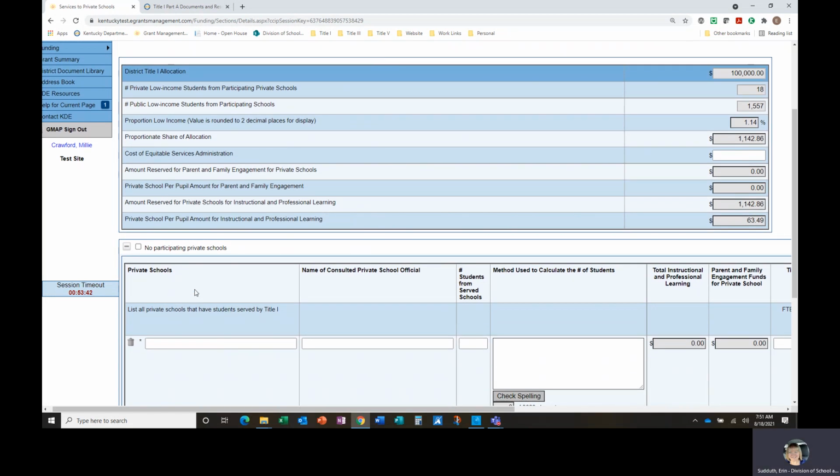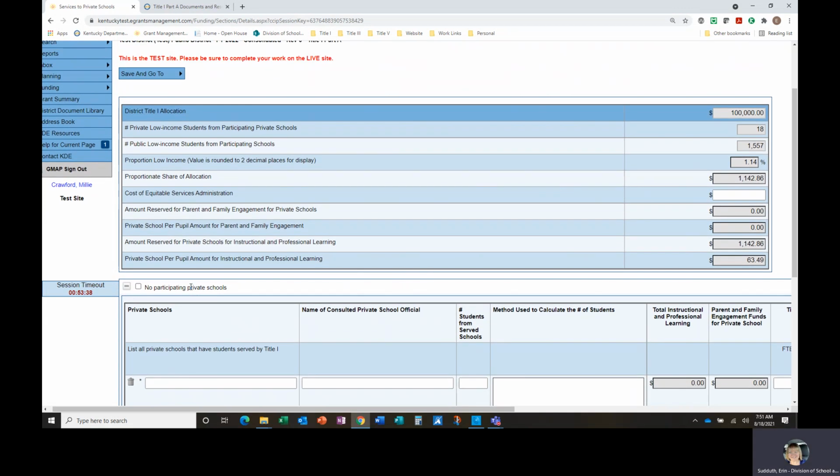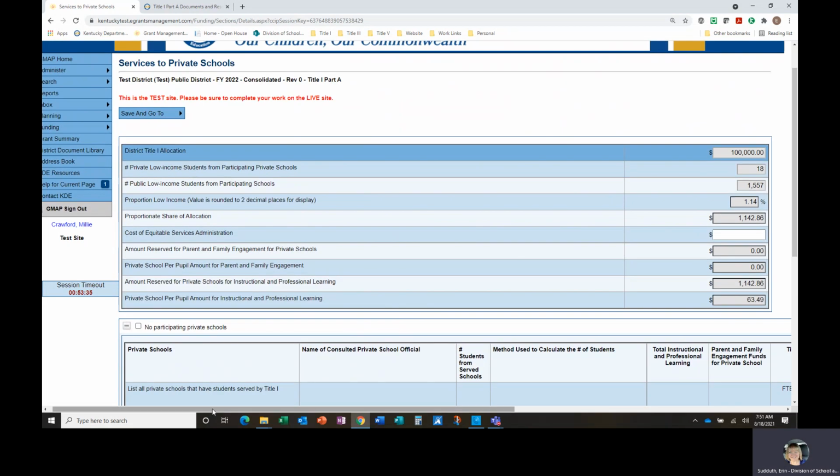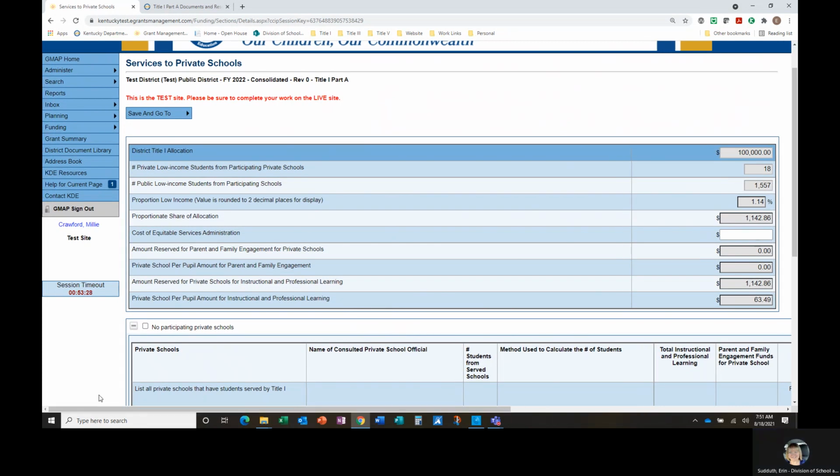The following information must be completed for each participating private school. An Equitable Services consultation packet must be uploaded in the district document library for each participating school. The district document library can be accessed from the main navigation menu in GMAP, and more information about that is included in the General Overview and Tips video. The information provided on this page of the application should align with the information in that consultation packet.